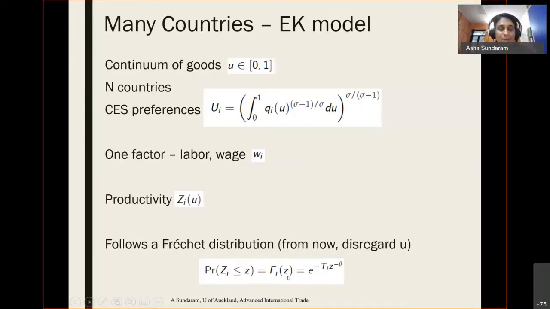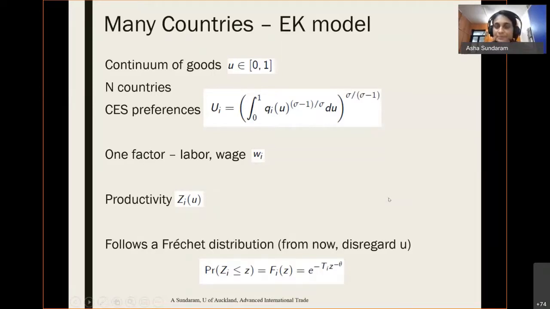Now, you might ask me, why are you considering a Fréchet distribution? And that's not me. It's Eaton and Kortum who use the Fréchet distribution. And the reason that they use the Fréchet distribution is going to become apparent soon because it has some very nice mathematical properties. So when you integrate, things cancel out really well and everything looks very tractable and good, right? So that is why they use this Fréchet distribution. So we're going to see how that works.